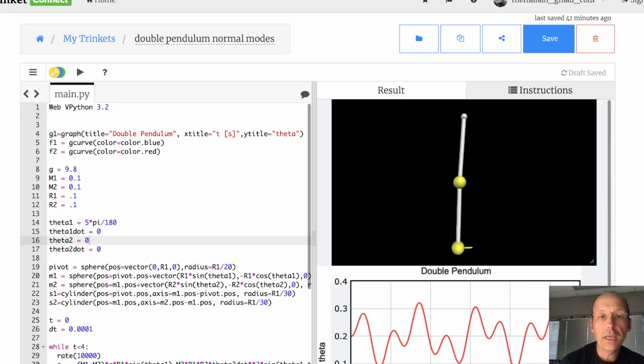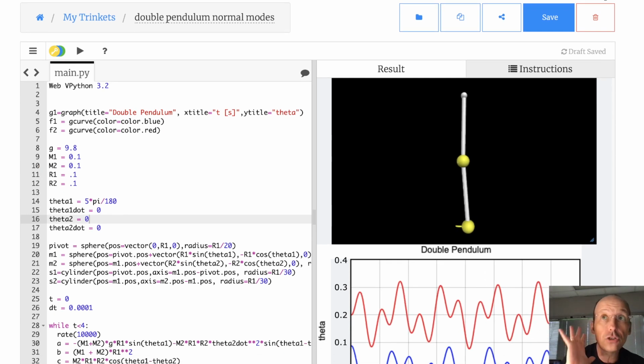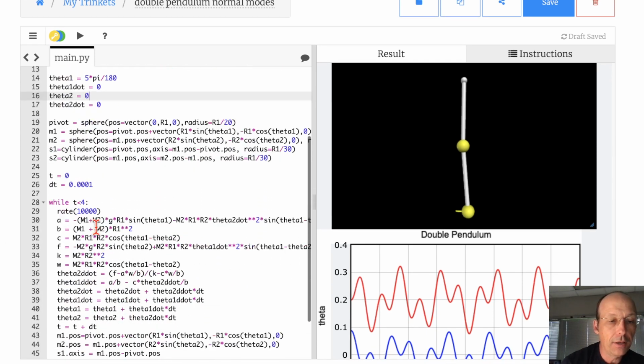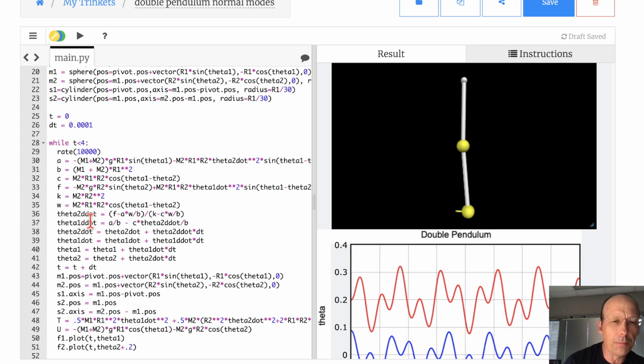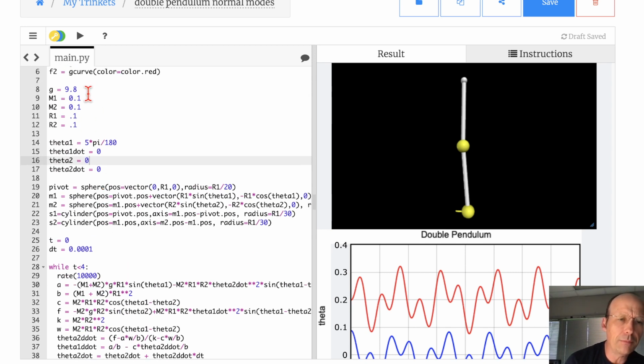Okay, so here is a double pendulum that I made before. This is the real calculation, and I'll give you the code to this. Notice down here, theta 2 double dot and theta 1 double dot get a little messy, because I have these A, B, C, F, K terms in there. So it's kind of whack, but it's legit. And over here I have the same g, masses, R1, R2.